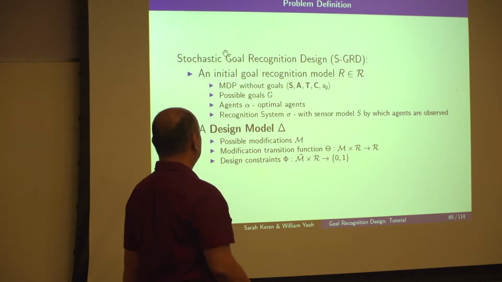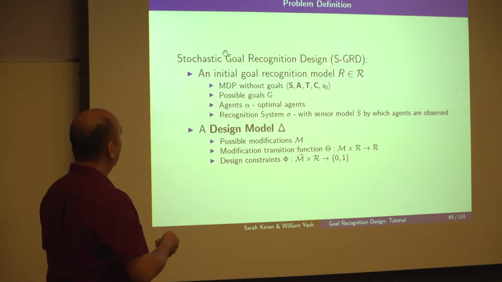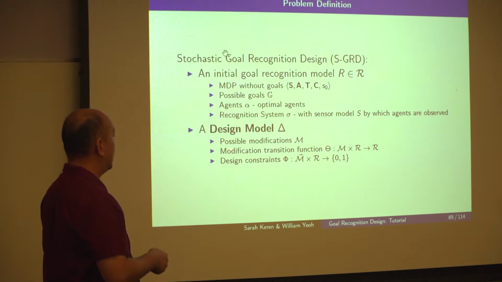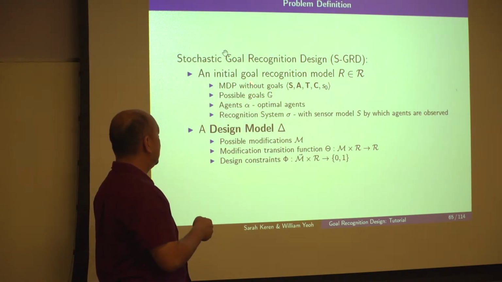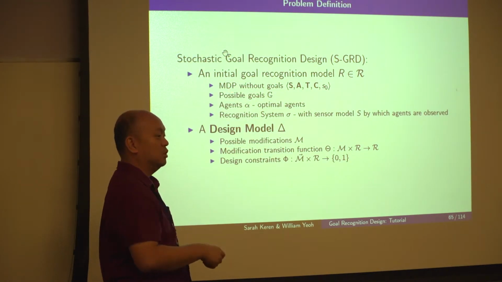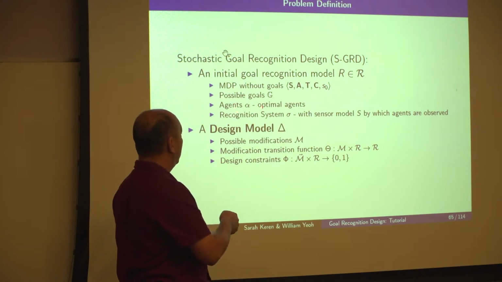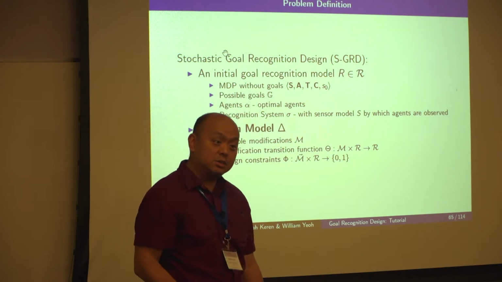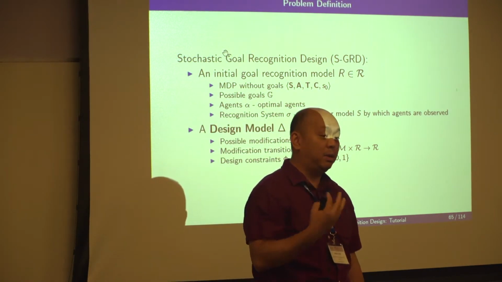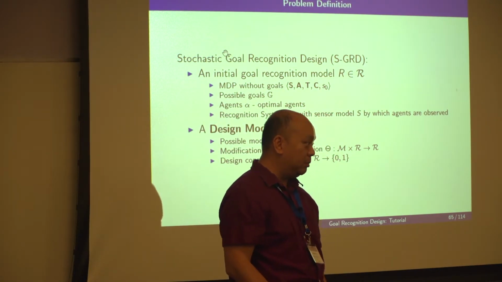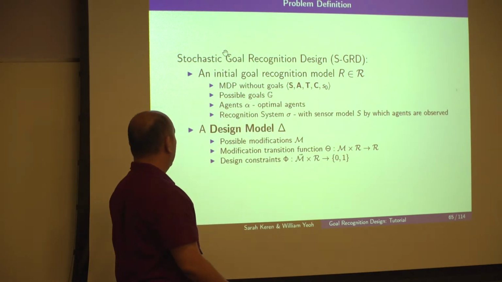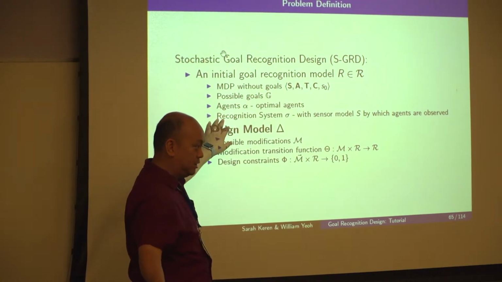So the model that we are talking about is called Stochastic GRD, or SGRD, and this is going to look very similar to what Sarah has talked about. The key differences are that over here, instead of STRIPS or deterministic models, now you have MDPs. We also assume that the agents are optimal agents, so they will try to find an optimal policy and execute according to that optimal policy. The recognition system is exactly the same as what Sarah has talked about.